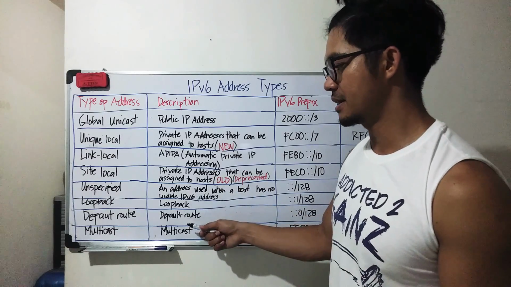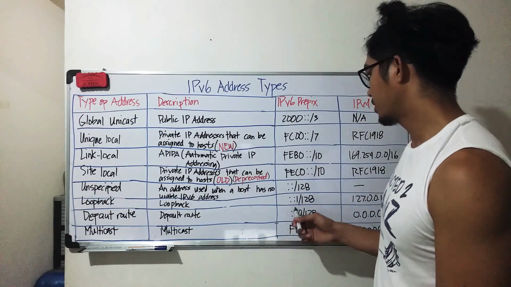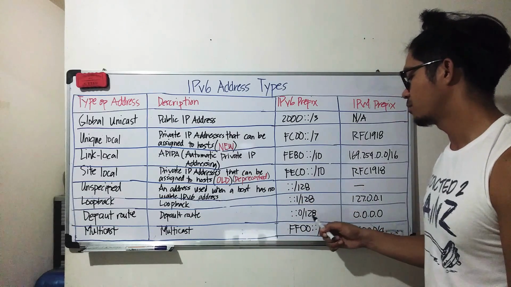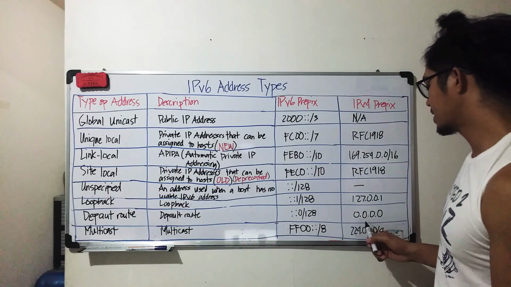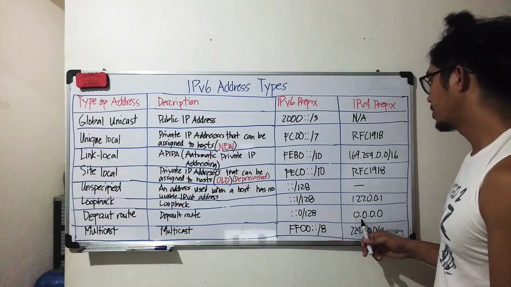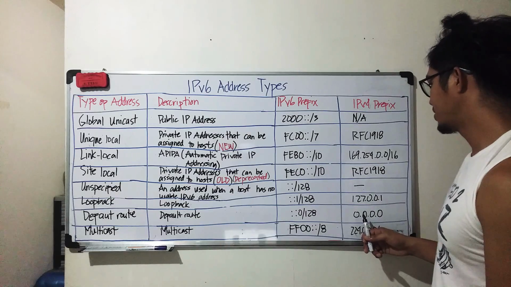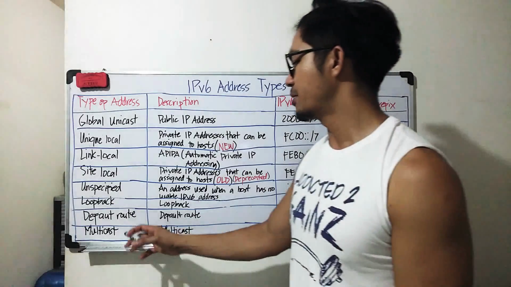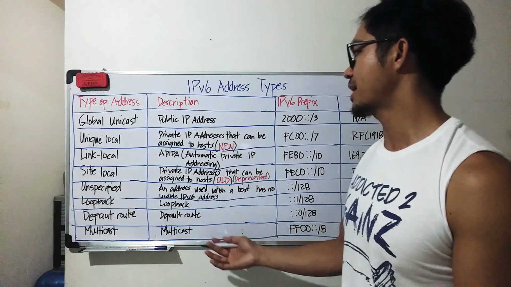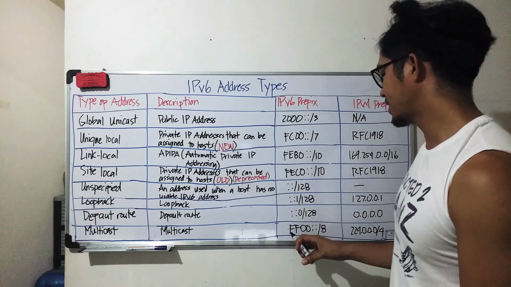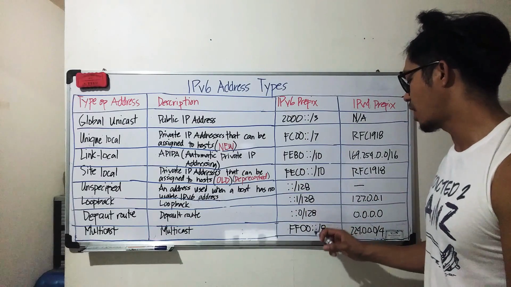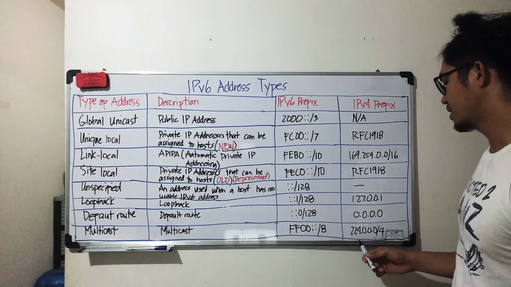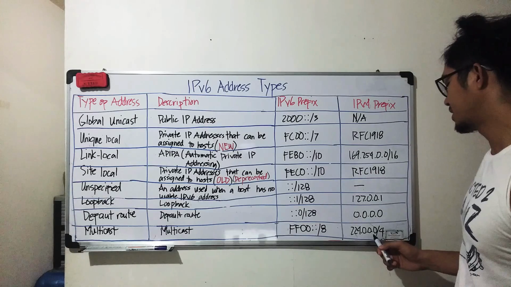So default route, same. The description is the same, default route, and the prefix is ::/0, and of course this is the equivalent IPv4 prefix 0.0.0.0. And last is multicast, of course multicast description, and this is the prefix FF00::/8, and this is the equivalent IPv4 prefix 224.0.0.0/4.